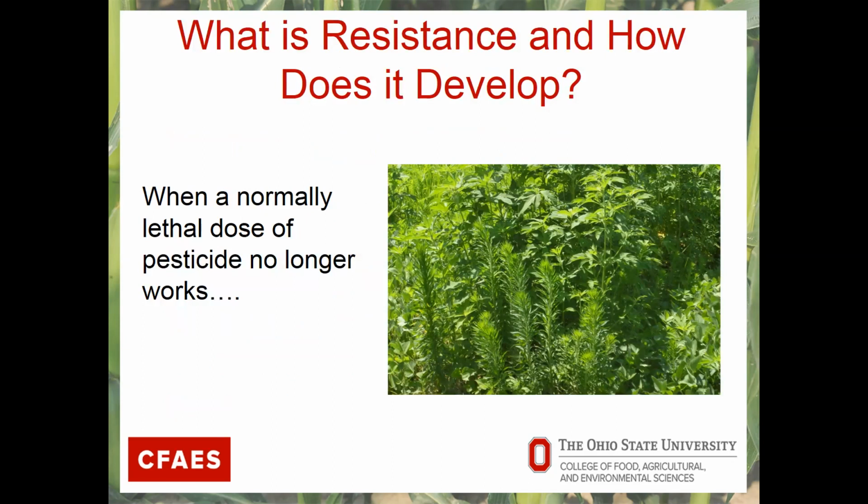Pesticide resistance occurs in a pest population, meaning one species, when a normally lethal dose of a pesticide no longer controls that pest. We're going to go over an example of how pesticide resistance develops when you're using the same mode of action or group of pesticides repeatedly in the same field.